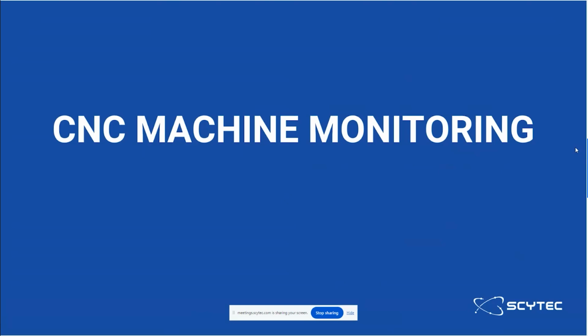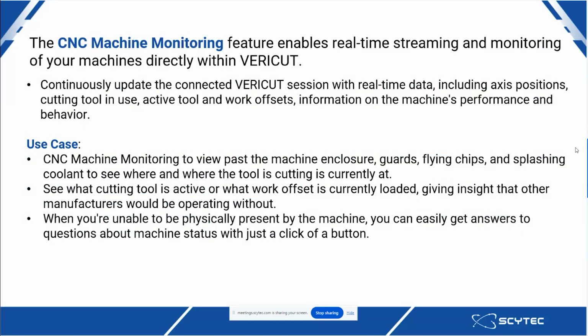Next, we will go back to the CNC machine monitoring live streaming feature. The CNC machine monitoring feature enables real-time streaming and monitoring of your machines directly within VERICUT. And this allows for continuously updating the connected VERICUT session with real-time data, including axis positions, cutting tools, active tools, and work offsets, as well as information on the machine's performance and behavior.